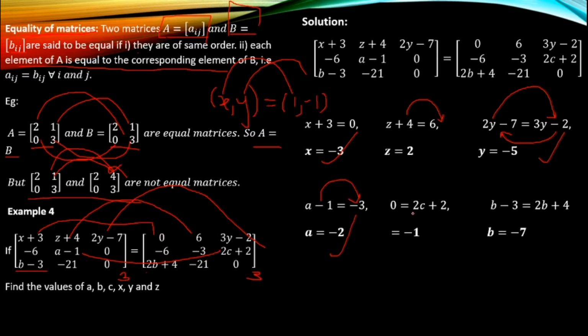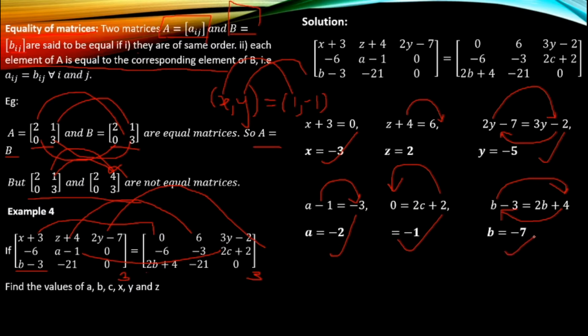Next, 2c plus 2, this goes negative 2. Dividing throughout by 2, we get c equal to negative 1. Next, 2b minus 3 equal to 2b plus 4. So b this side and negative 4 that side. When plus 4 goes that side, it's negative 4. So 2b minus b is b, and minus 4 minus 3 is negative 7. So here we complete equality of matrices.